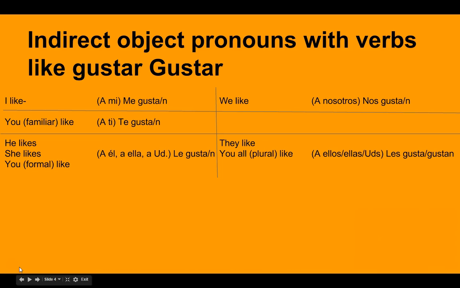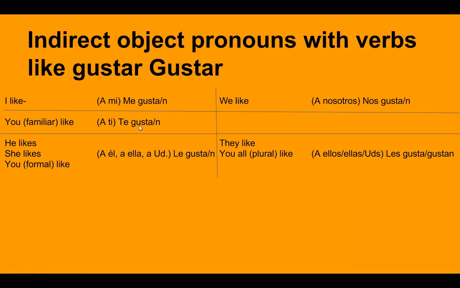So the verb gustar is always used with indirect object pronouns. Again, I don't like something. Something is pleasing to me. That's why we use me before the verb. Te is something pleasing to you. Te gusta and me gusta is going to be most of your interaction. Being asked what you like with te gusta and then answering what you like with me gusta.